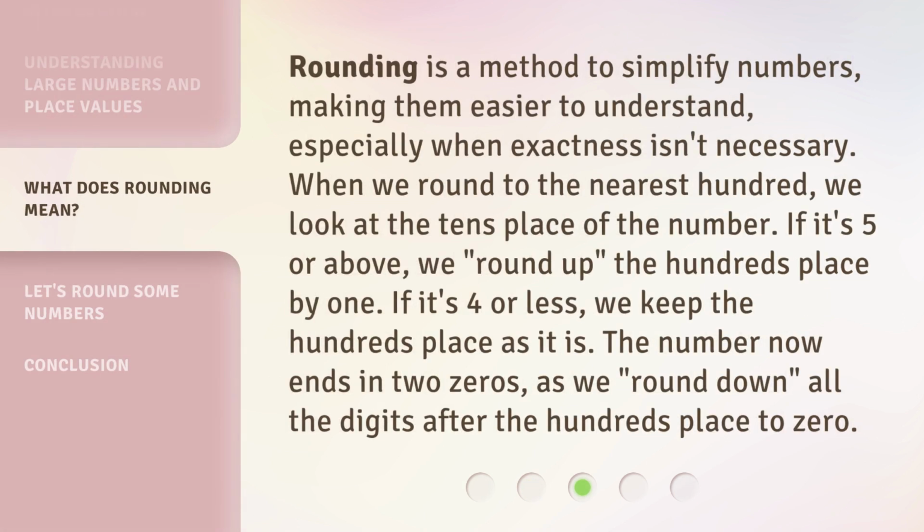Rounding is a method to simplify numbers, making them easier to understand, especially when exactness isn't necessary. When we round to the nearest hundred, we look at the tens place of the number. If it's 5 or above, we round up the hundreds place by 1. If it's 4 or less, we keep the hundreds place as it is. The number now ends in 2 zeros, as we round down all the digits after the hundreds place to 0.